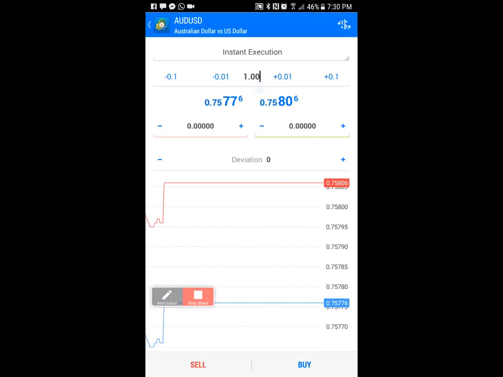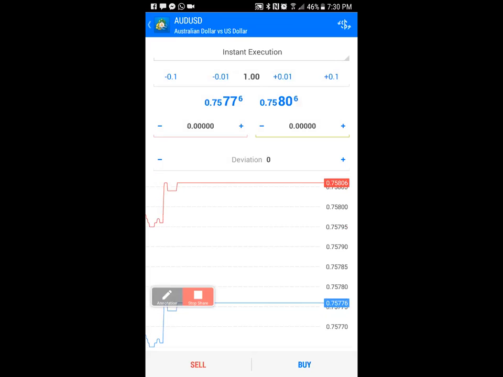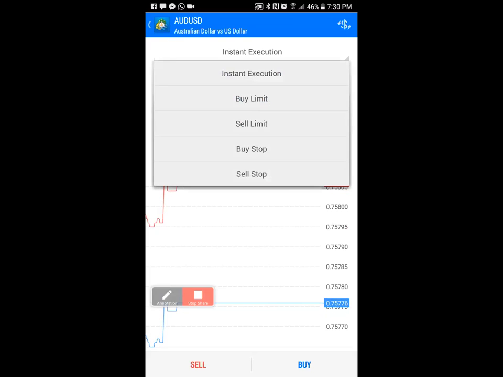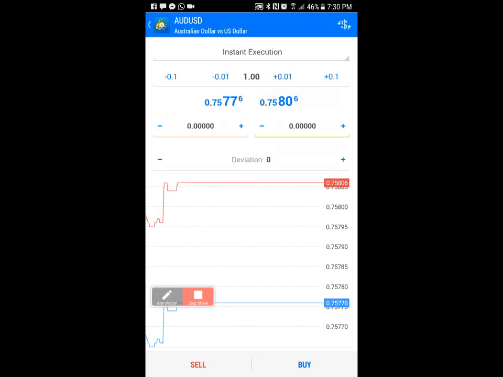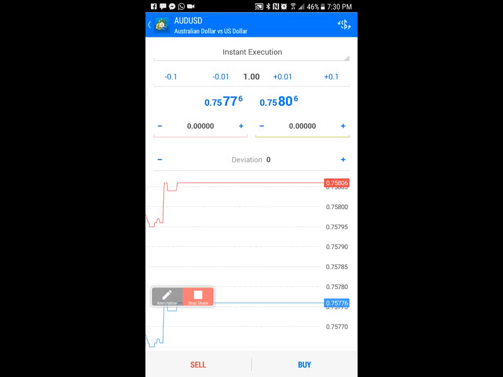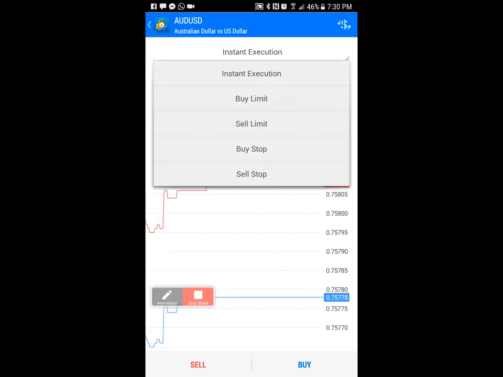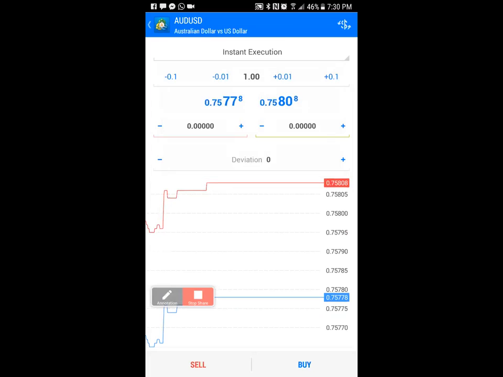First off, you see where it says instant execution? That means you're going to get into a trade right now. So if you're in a trade with Dr. Kathy in the morning, she'll tell you it'll be instant execution. If you are using a swipe trade, sometimes it might say instant execution, or sometimes it might say buy limit, sell limit, buy stop, sell stop. This is where you change whatever you're doing.